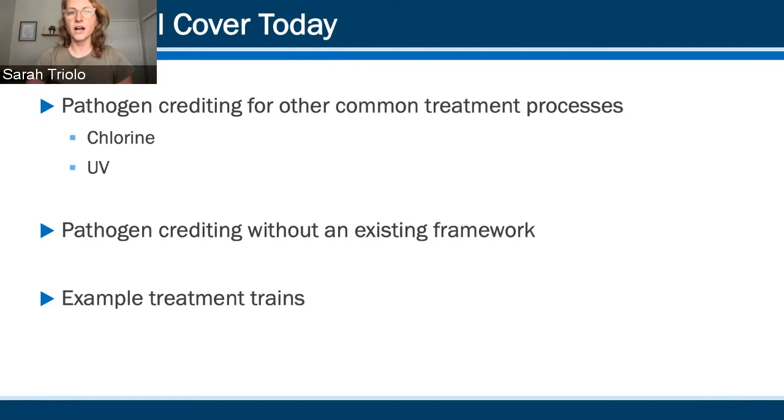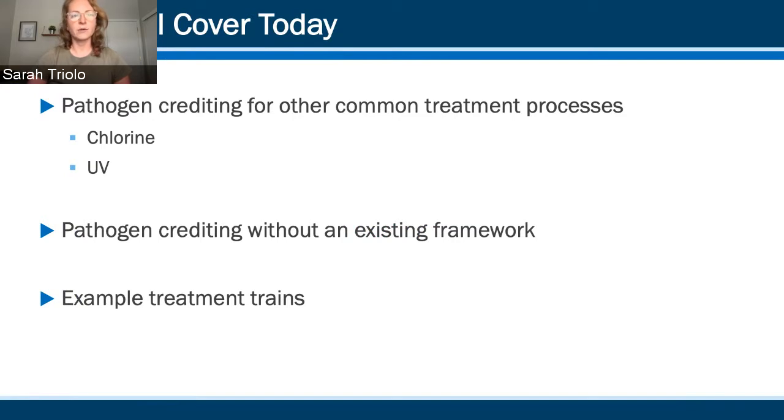So what we're going to cover today, hopefully you guys were able to tune in 2 weeks ago or watch the recording of part one of this two-part series on decoding the log reduction targets and pathogen crediting. So in our last webinar, we talked about the log reduction targets, what they are, and then what is pathogen crediting, and went over pathogen crediting examples for membrane filtration and MBR. So if you haven't seen that or you're interested in those topics, I would encourage you to see the recording, it's on our website. So that's available for you.